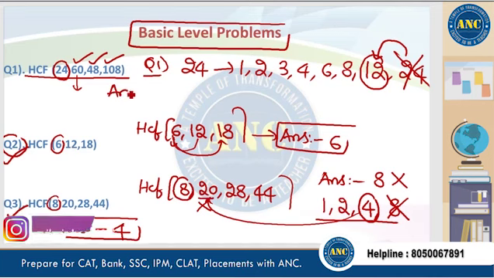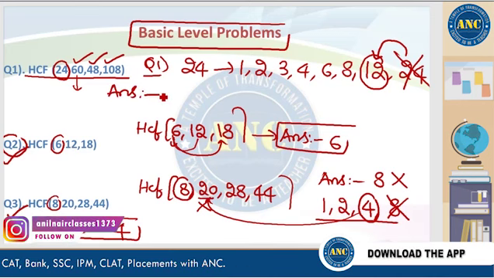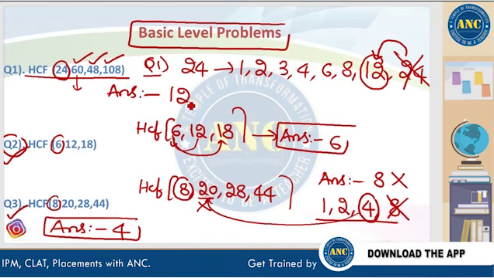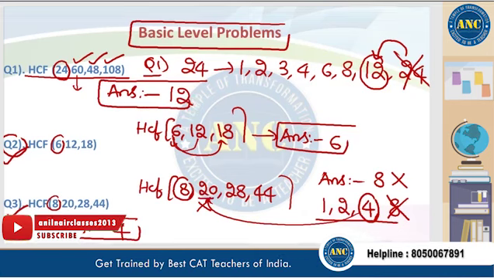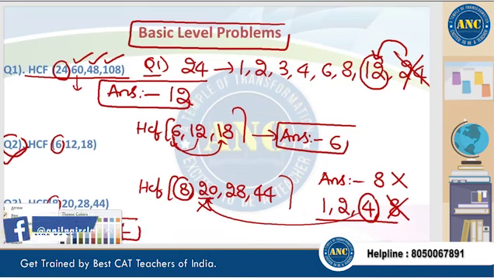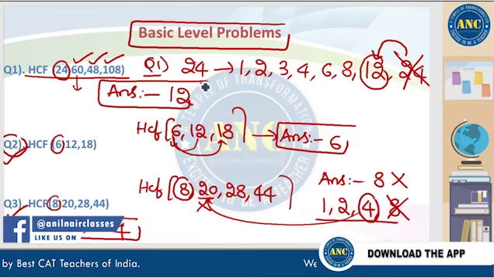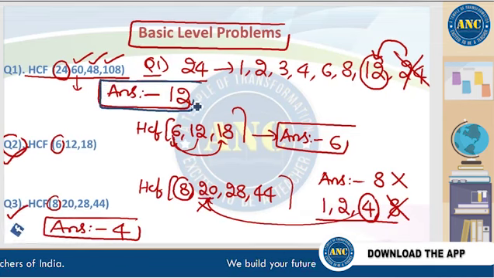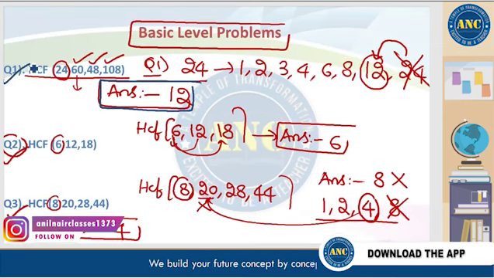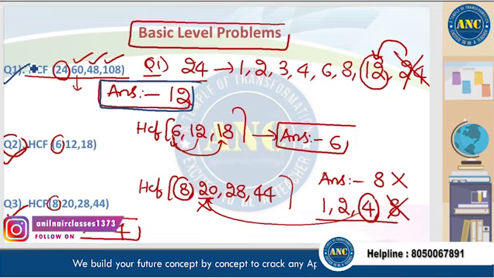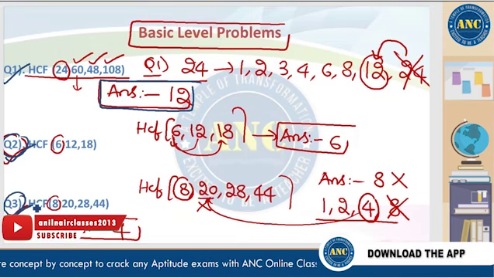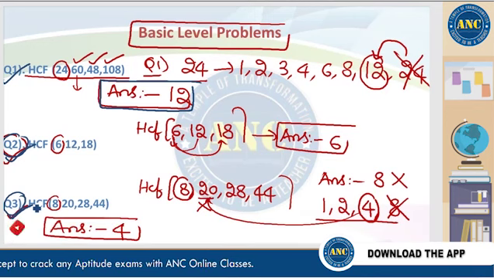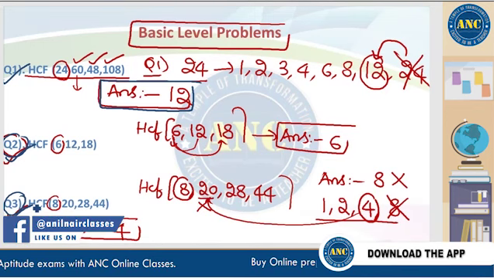So the answer is, if not 24, the next highest factor of 24. Answer is 12. I hope the idea is clear. In my class, we will always play with the ideas. Concept is king. Question number 1, I hope it is clear. Question number 2, I hope it is clear. Question number 3. These 3 questions are for understanding the definition of highest common factor.